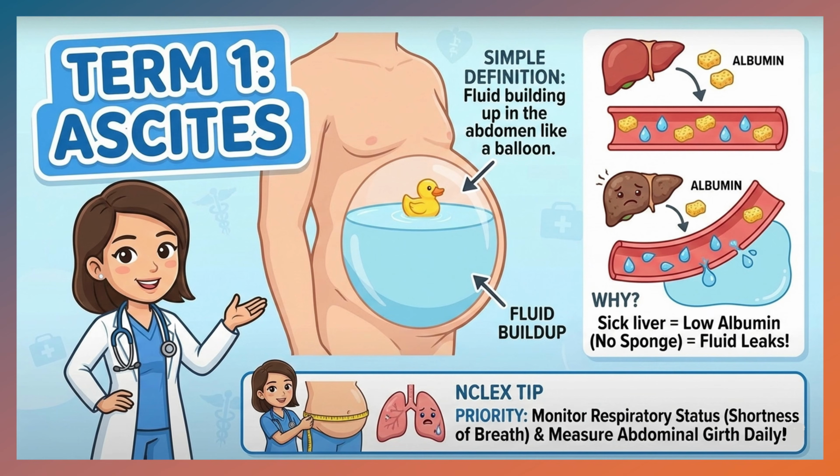So for the NCLEX tip, what's your big nursing priority here? All that fluid pushes up on the diaphragm, which can cause shortness of breath, SOB, we call it. So you need to monitor the respiratory status closely and measure that abdominal girth daily to see if the fluid is increasing.